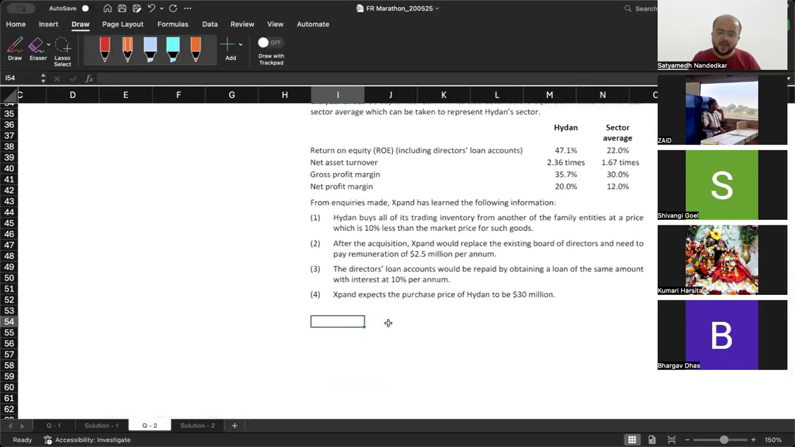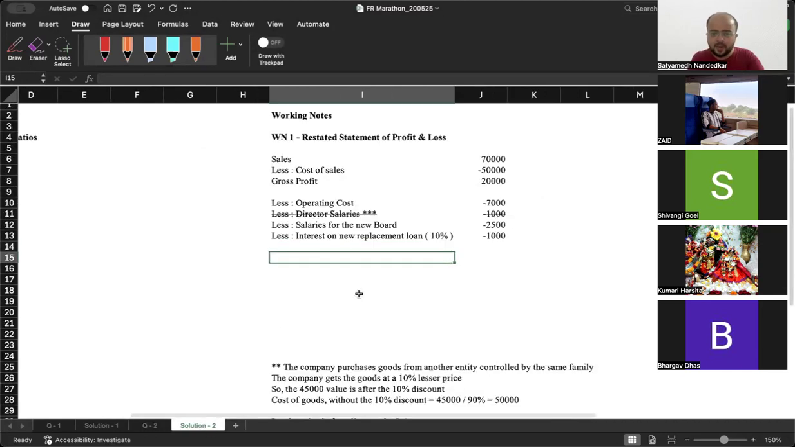And Expand expects the purchase price of Hayden to be 30 million. इसका क्या करेंगे? What will I do? इसका P&L पे कोई इंपैक्ट आएगा? Purchase price of Hayden, this is the amount you are paying. परचेज कंसिडरेशन है. परचेज कंसिडरेशन है, मतलब P&L पे तो कोई इंपैक्ट नहीं आएगा. No. We are calculating a restated profit. ठीक है. So profit for the year after interest.